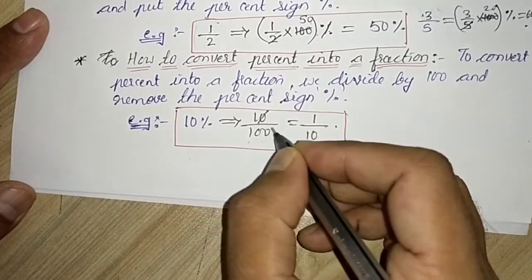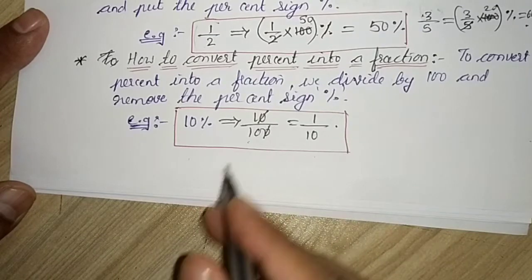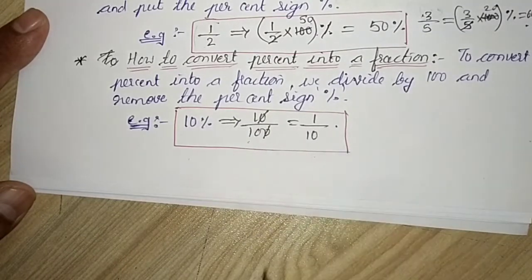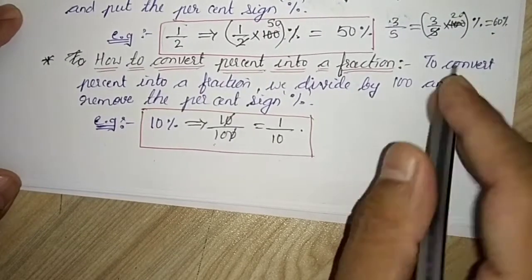Then remove the extra zeros. So we will get 1 by 10 in the fraction form. Same example I have taken here.